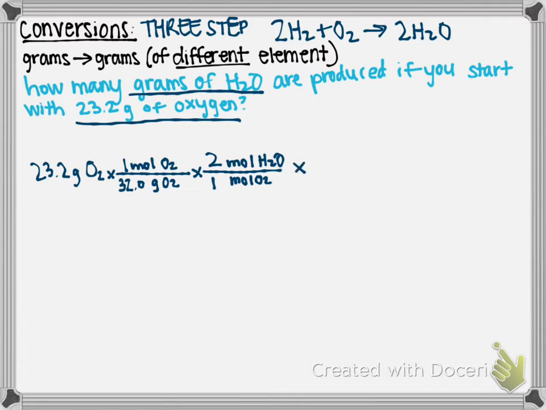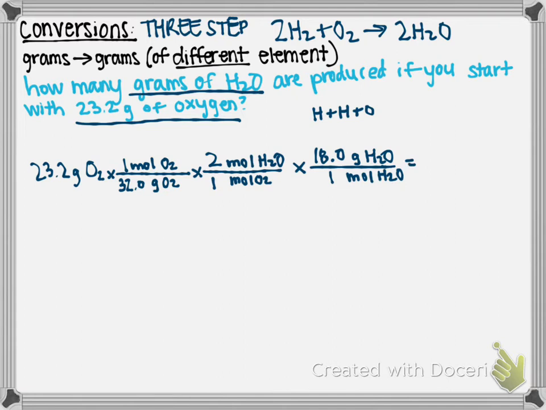And then now our last step is to get back to grams. So you have to match your units diagonal, so mole H2O has to go on the bottom, to grams H2O. And it's always going to be the mass per 1 mole. So remember, H2O, the mass is going to be H plus O, which before we said was 18.0 grams.